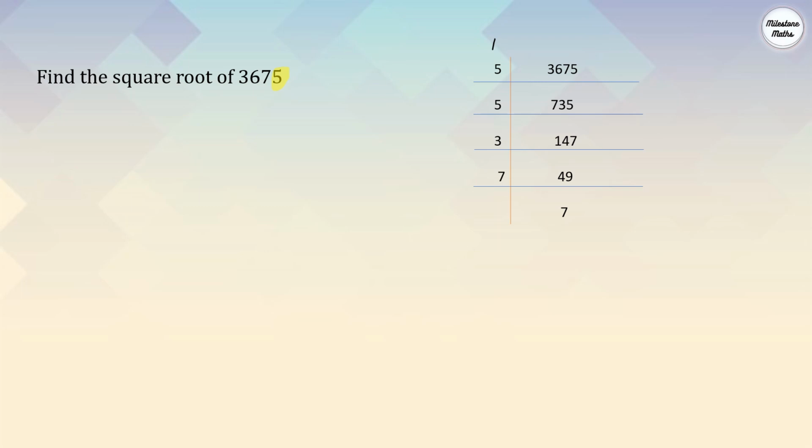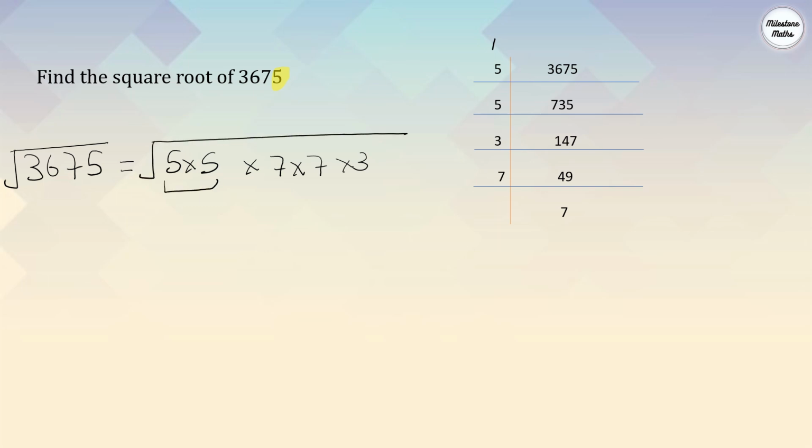Now let us see, if you write 3675 in the square root, with all the prime numbers you have divided, it is 5 into 5 into 7 into 7 into 3. Right, now you have got the pair of 5, the pair of 7, but 3 you have not got the pair. So 5 into 5 is a pair, so we are writing 5. 7 into 7 also is a pair, so we are writing 7. But 3 is a single number, not in a pair, so it will be written as root 3 only. So the square root of this is 35 root 3.